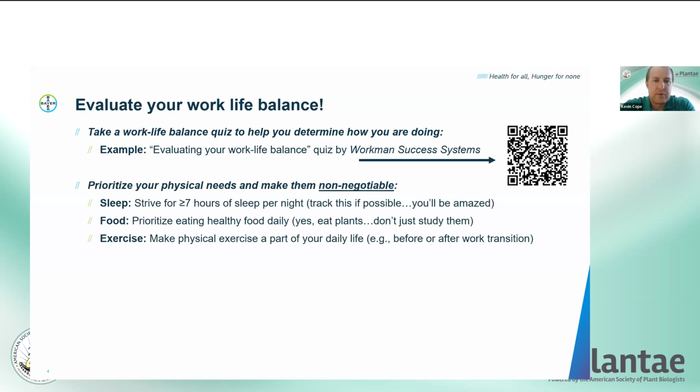But some of the things that I would say are non-negotiables in helping you achieve work-life balance is prioritizing some of the physical needs that you have as a biological being. You need to sleep. So if you can prioritize getting greater than or equal to 7 hours of sleep per night, you'll be amazed at the difference that that'll make. I strive for 7 hours of sleep, but with three kids, a dog and a cat and a wife, I rarely get there, but I'm at least trying to, and usually I get at least over 6.